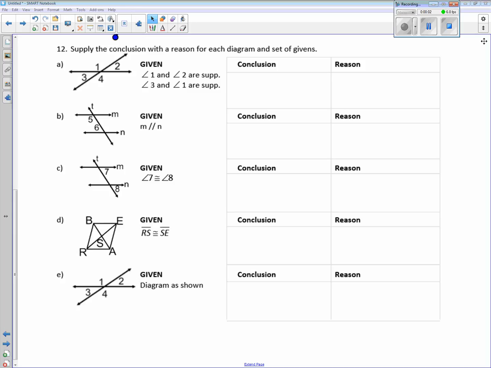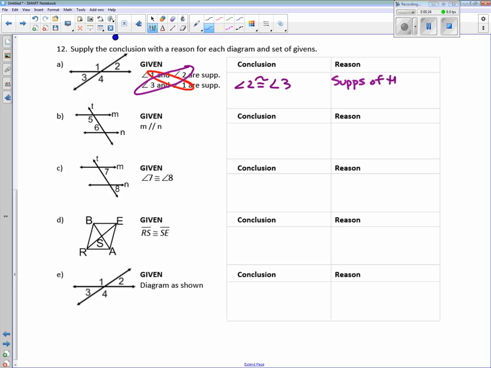Okay, number 12, we want to use givens and the diagram here. In this case, it says one and two are supplementary, three and one are supplementary. Both two and three are supplementary to angle one, so that means that angle two and angle three are congruent to each other. And really the reason here is supplements of the same angle are congruent. Which is really why vertical angles are congruent.